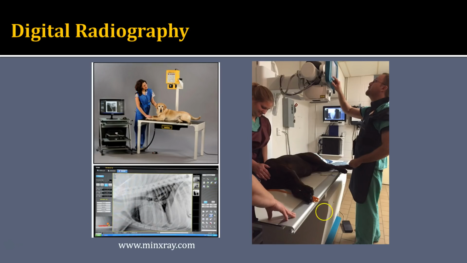manipulated. So here's an example of a digital plate within the table that is directly connected by a cable to our quality control station, and then that digital image can be sent to a viewing workstation. Here is our setup in our small animal hospital, where the digital plate is within the bucky tray of this table, and then it sends a signal to the quality control workstation here.